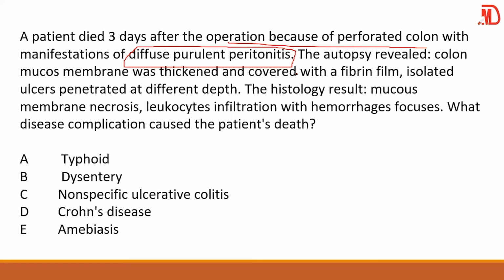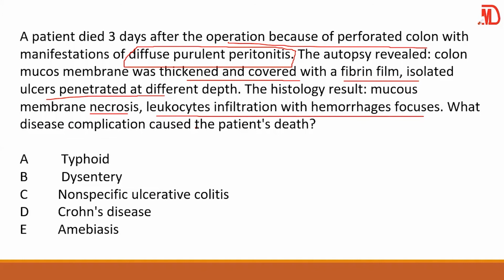The patient died off. And if you don't take care, you can die easily. So the autopsy revealed that the mucosa was thickened and covered with fibrin film, with isolated ulcers penetrated to different depths. In the mucous membrane, there's necrosis, there's leukocyte infiltration with hemorrhage foci. What disease complication has caused this? What disease complication has led to the development of this?